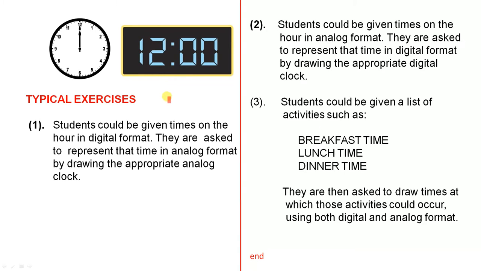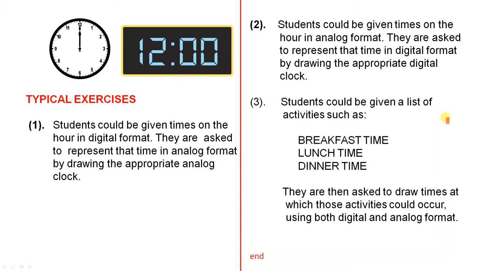Some typical exercises you could give the students. Students could be given times on the hour in digital format. They are asked to represent that time in analog format by drawing the appropriate analog clock. Next possibility. Students could be given times on the hour in analog format. They are asked to represent that time in digital format by drawing the appropriate digital clock.